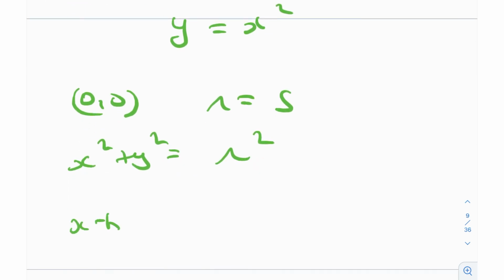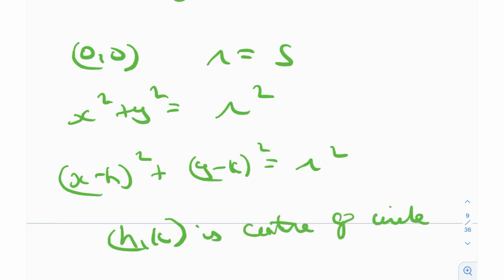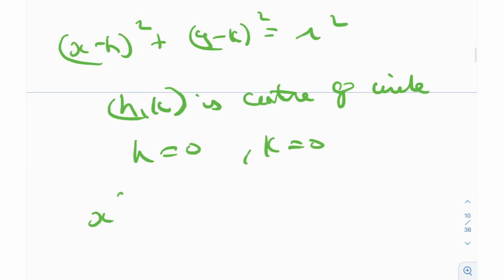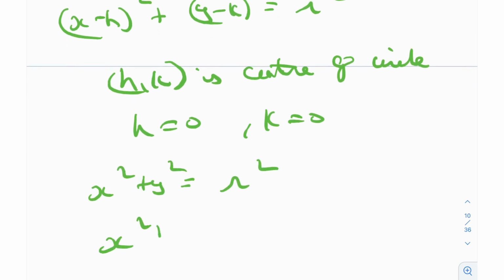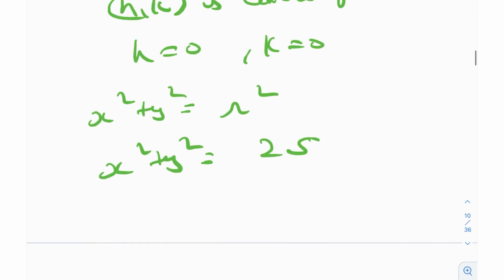In general, we can write (x minus h) whole squared plus (y minus k) whole squared is equal to r squared, where (h, k) is the center of the circle. In this case, h is 0 and k is 0 because the center is the origin. So this becomes x squared plus y squared equals r squared. In our case, r is 5, so x squared plus y squared is equal to 5 squared, which is 25, and y is equal to x squared.